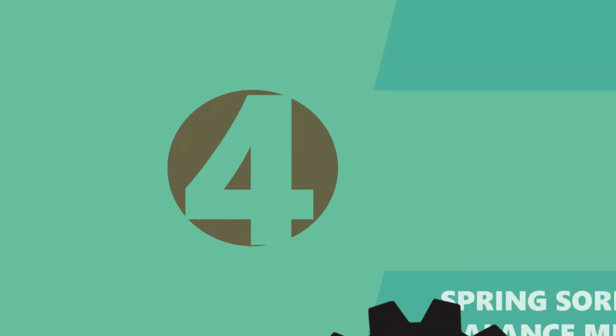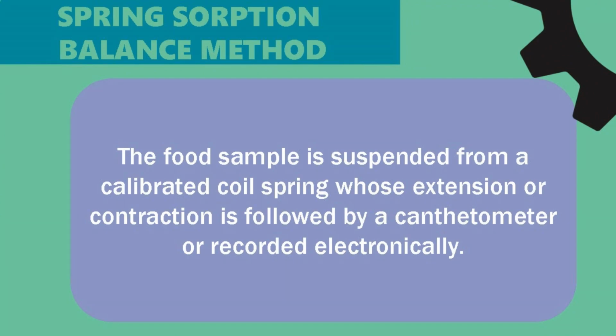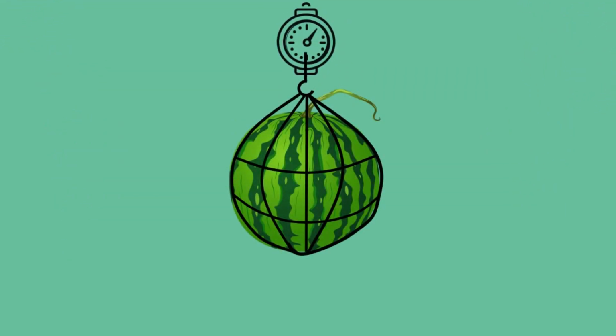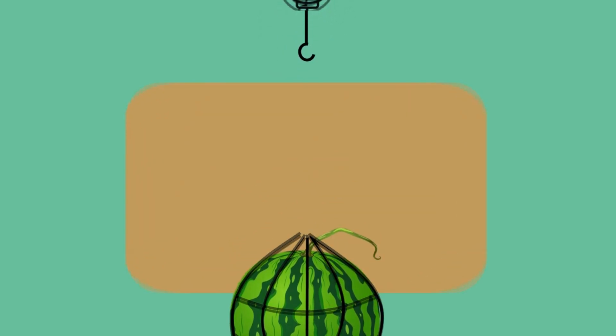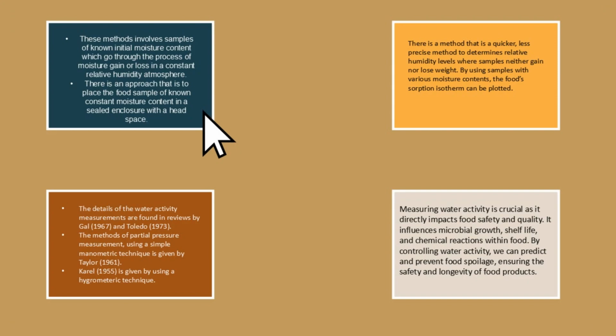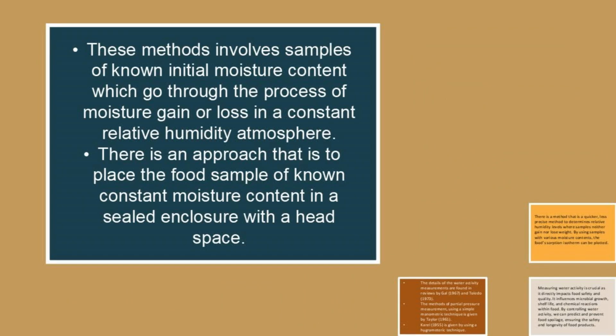Let's proceed to the last method, the spring sorption balance method. The food sample is suspended from a calibrated coil spring whose extension or contraction is followed by a cathetometer or recorded electronically. Here's the illustration. These methods involve samples of known initial moisture content which go through the process of moisture gain or loss in a constant relative humidity atmosphere.